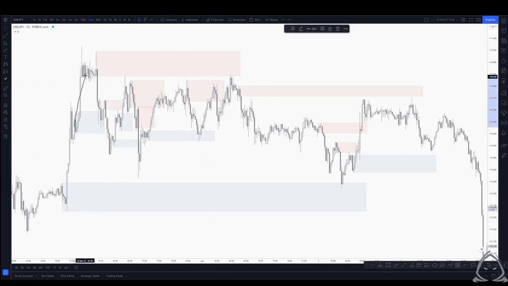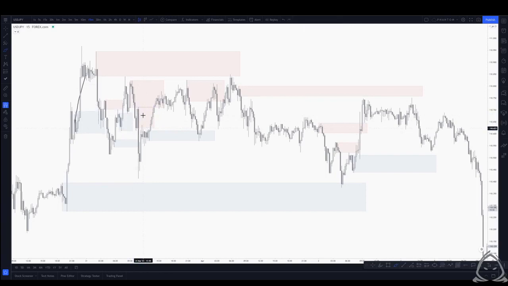Because like we said, this was a continuation pattern. We had a V reversal return, the zone didn't hold. We had a continuation pattern, we had a V reversal return, the zone didn't hold.